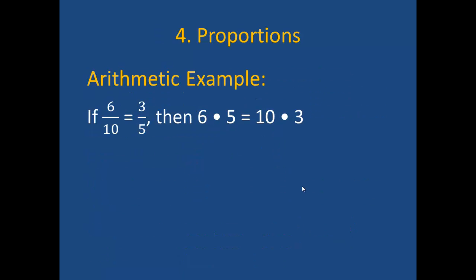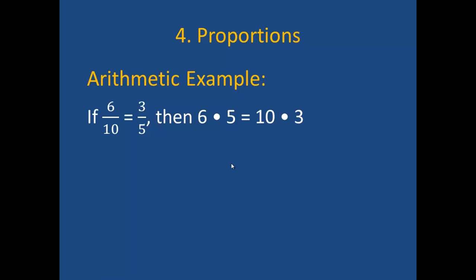In our last topic today, we are going to talk about proportions. In this arithmetic example, if 6 divided by 10 equals 3 divided by 5, or we could say 6/10 equals 3/5, then 6 times 5 must equal 10 times 3. This is easy to see when we are using numbers.